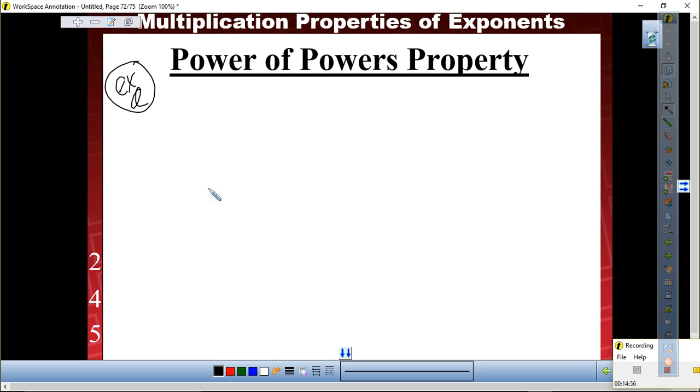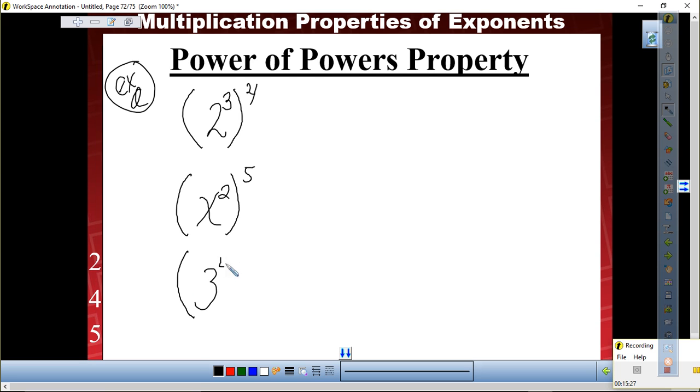Open parentheses, 2 to the third, close parentheses, raised to the fourth power. Underneath that, open parentheses, x to the second, close parentheses, raised to the fifth power. Underneath that, open parentheses, 3 to the fourth power, close parentheses, raised to the fifth power. And notice the words that I'm using. Whenever there's an exponent outside a parentheses, we call it raised to another power, whatever the power may be, right? You ever hear that? Okay.